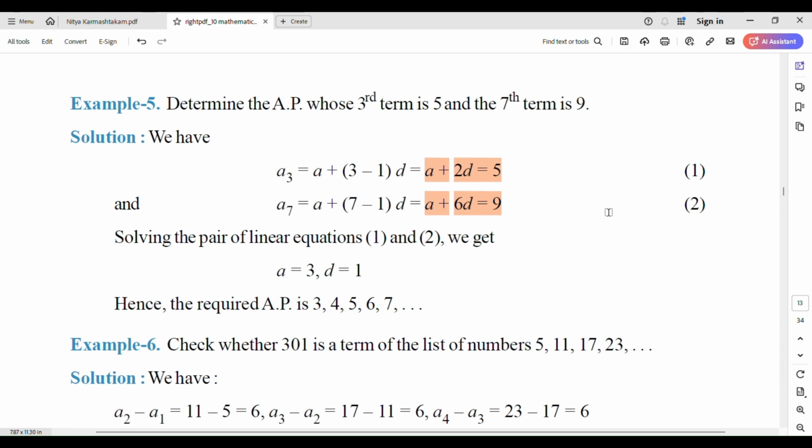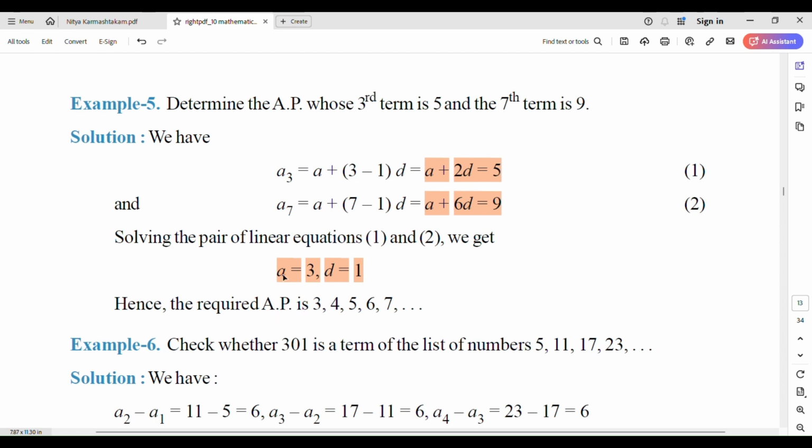You know how to solve that. You subtract one from the other. 2 minus 1, if you do, what you will get is 4D equal to 4, or D equal to 1. And you substitute the D value here, you get the A value, which is A equal to 3.